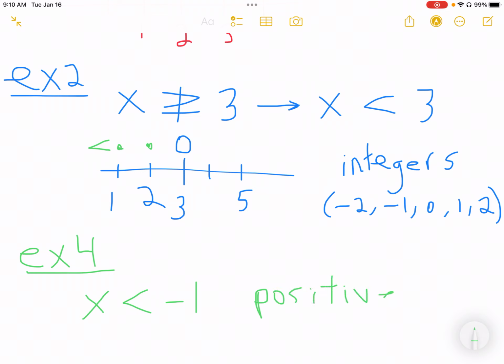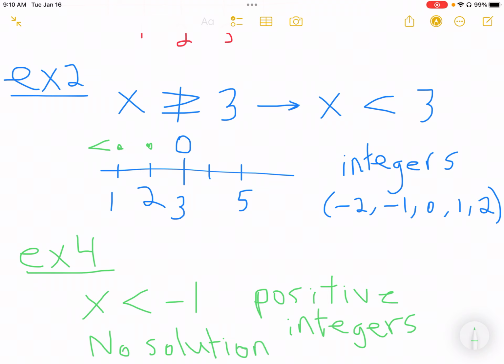So basically, they're talking about whole numbers. Let's think about that for a second. We're told positive integers, and x is less than minus 1. Well, that is not going to work at all, because there are no positive integers less than minus 1. So for this one, we just say no solution, or we could say there's no graph.